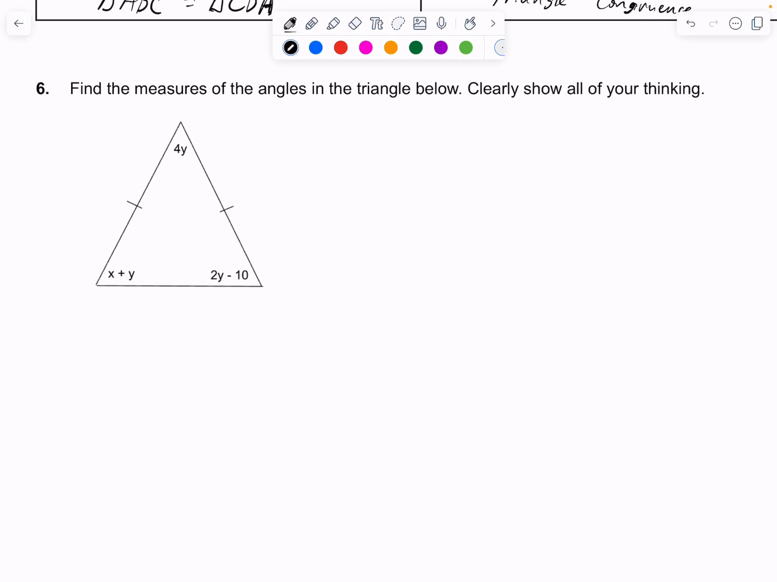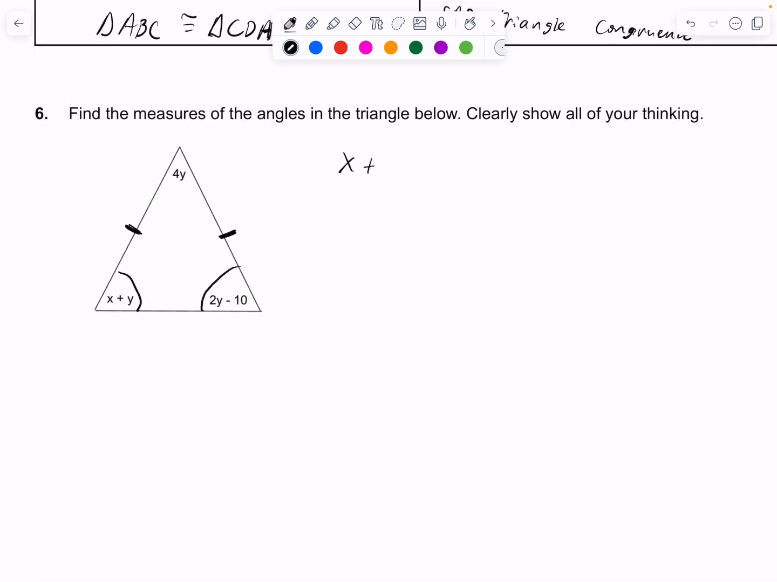First thing I notice is it's an isosceles triangle, right? We have these two tick marks here. So that tells me that this angle that's opposite one of those sides and this angle opposite the other side are going to be the same. So X plus Y is going to be equal to 2Y minus 10. I also know from our understanding of triangles that all three of these, if you add them together, should equal 180 degrees. Okay, so we know that's going to be true.